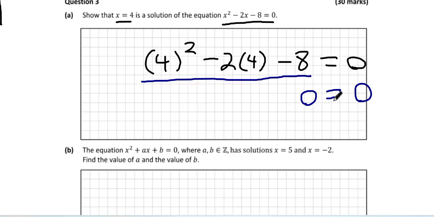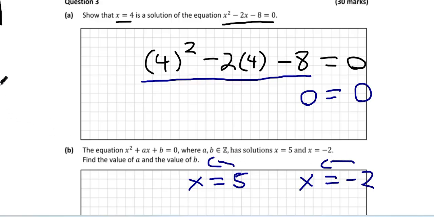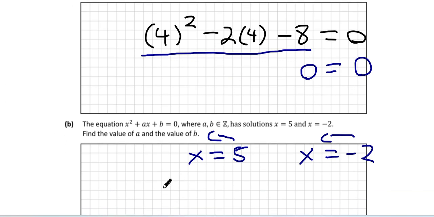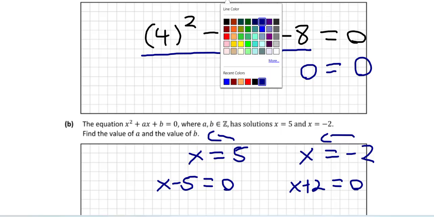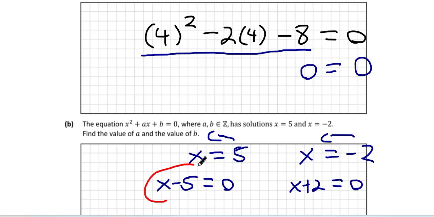Now, the next question is the reverse question we were talking about. Do you remember the reverse question? Where it gives you both answers. And you have to go backwards. So bring the 5 to the other side and bring the minus 2 back to the other side. So what happens then? You get x minus 5 equals 0, yeah? And the other one is x plus 2. And what you do now is you multiply the two of these by each other.